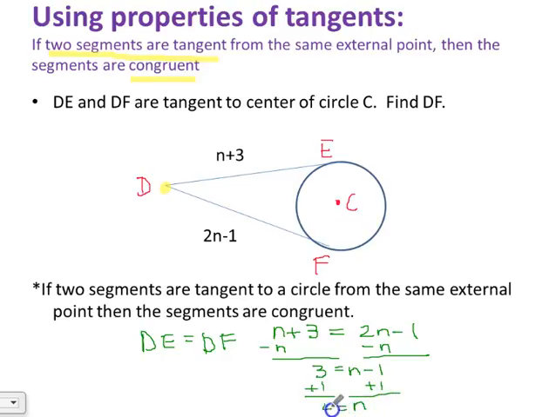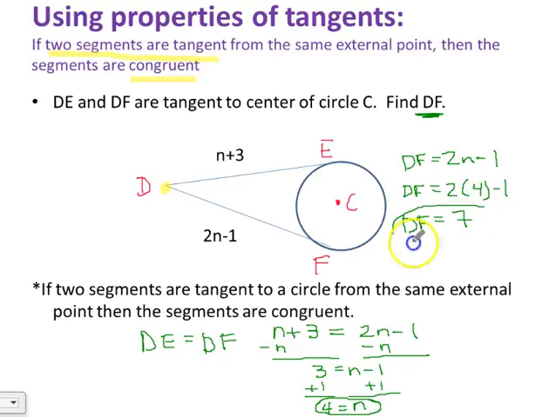n equals 4. So we found our value of n, but we were asked to find DF. DF is represented by 2n minus 1. Now we know that n equals 4. So when we see n, we're going to substitute in 4 and solve for the length of DF. 2 times 4 is 8. 8 minus 1 is 7. So the length of DF would be 7.